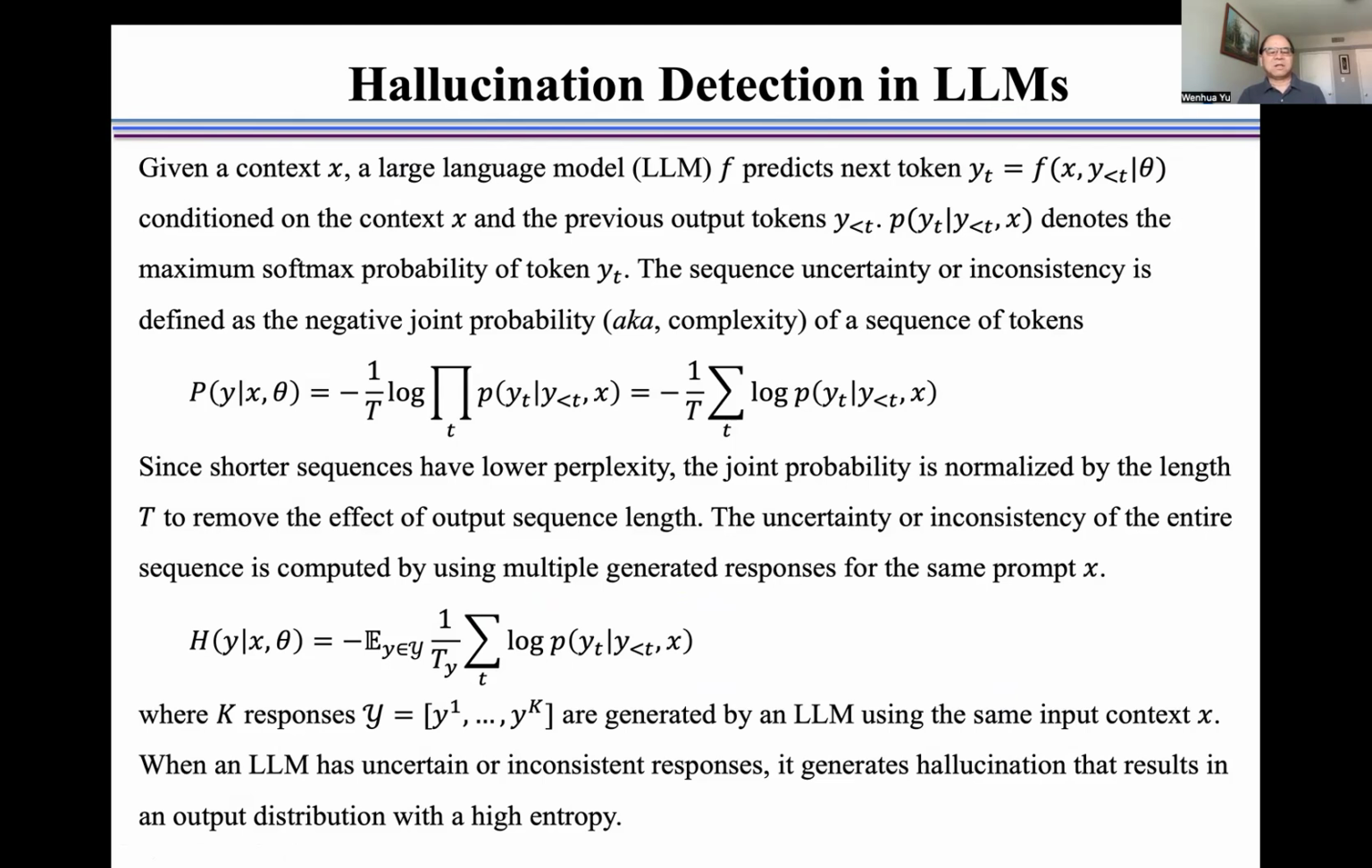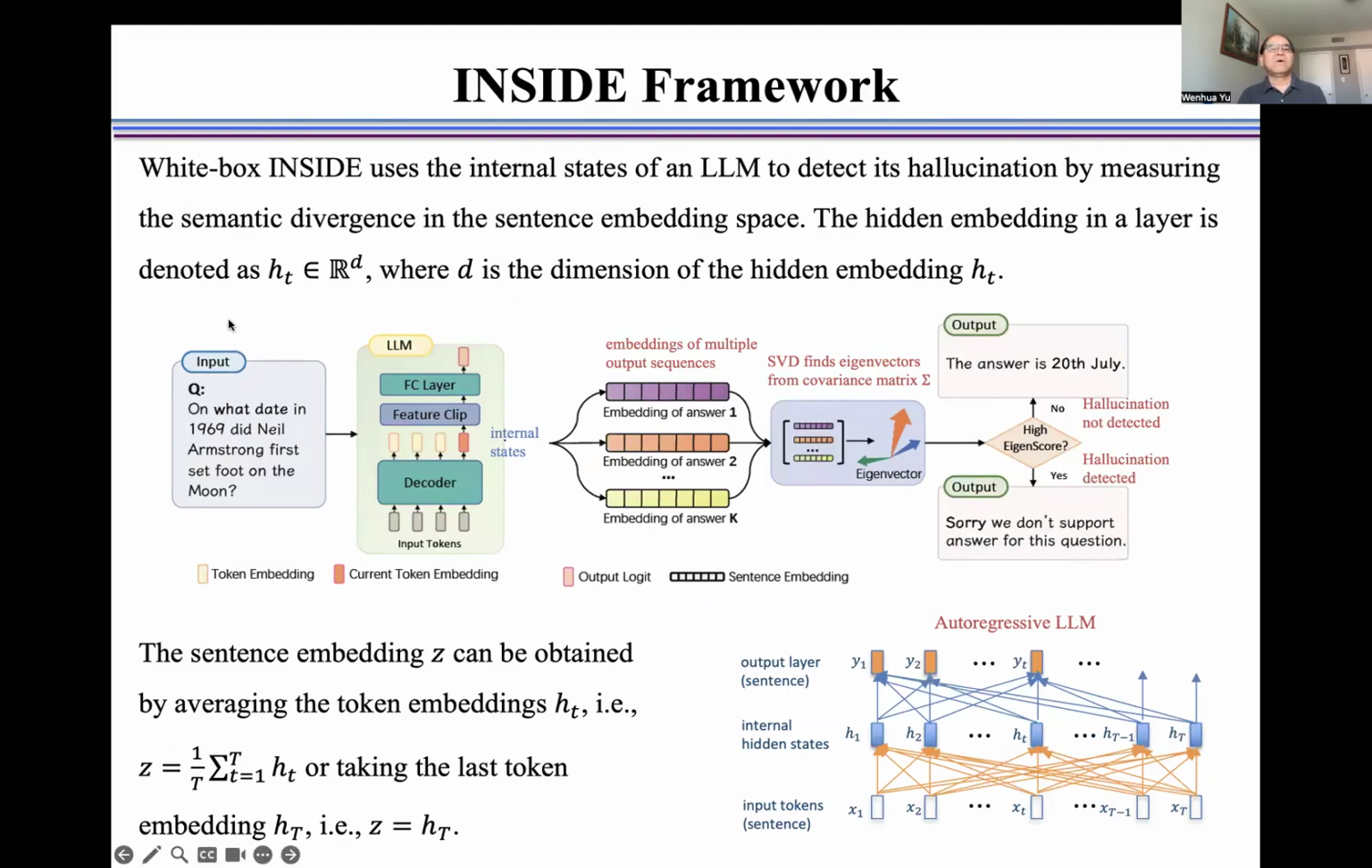When a large language model has uncertain or inconsistent responses, it generates a hallucination that results in an output distribution with a higher entropy. White box INSIDE uses the internal state of a large language model to detect the hallucination by measuring the semantic divergence in the sentence embedding space, as shown here.